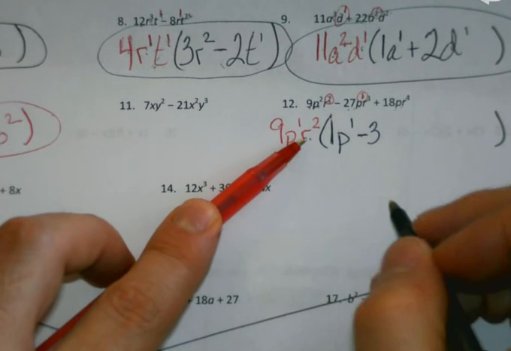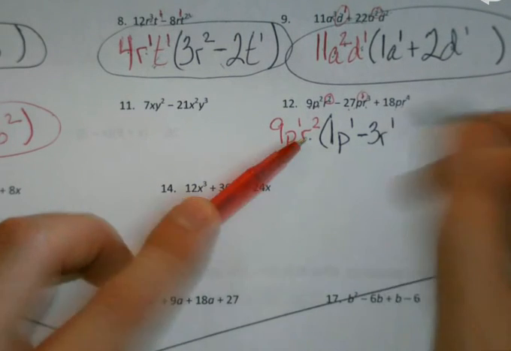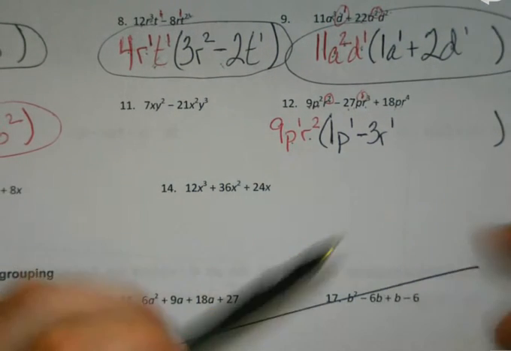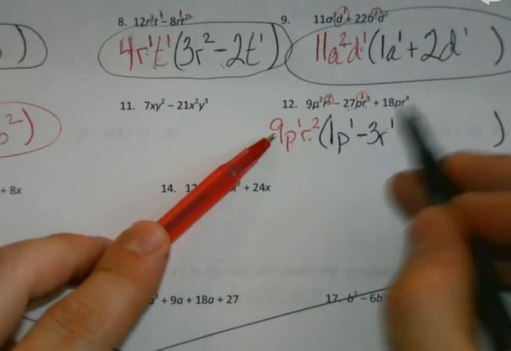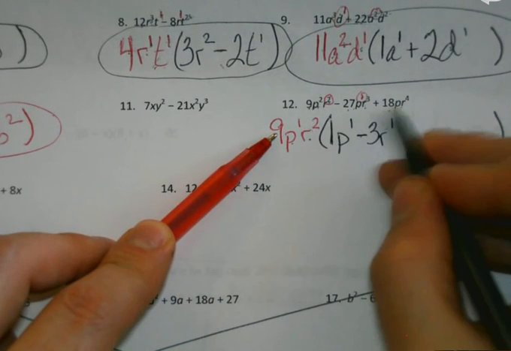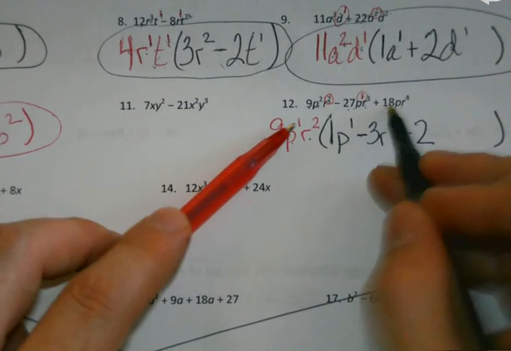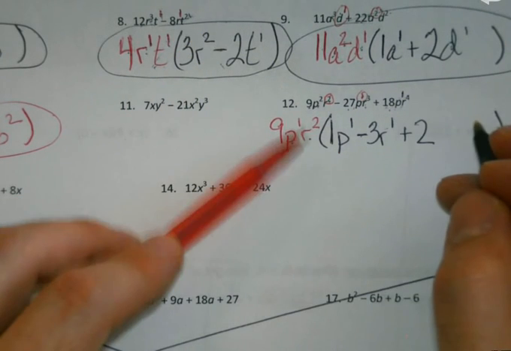Now here I have 2 r's. I need to get to 3. I need 1 more of those. R1. Yep, R1. Because 2 and 1 get me to 3. And then finally, 9 times 2 is 18. I've already got my p to the first, so I don't need any more p's.